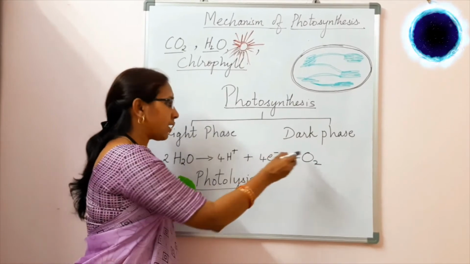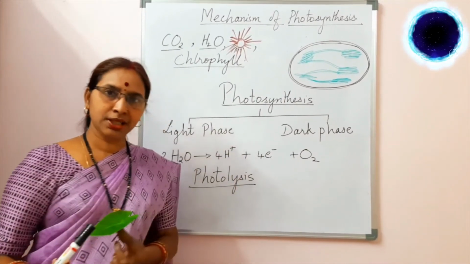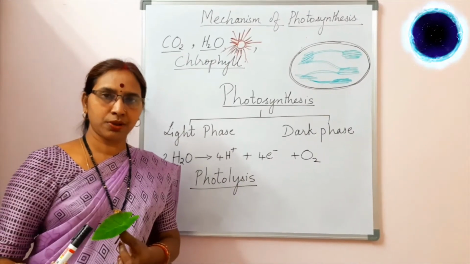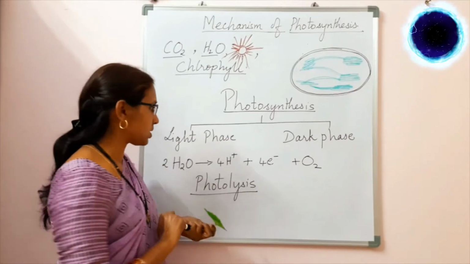Now, this oxygen is released into the atmosphere. These electrons are absorbed again by the oxidized chlorophyll molecule, and then chlorophyll comes back to its original place. What is left out is the protons.